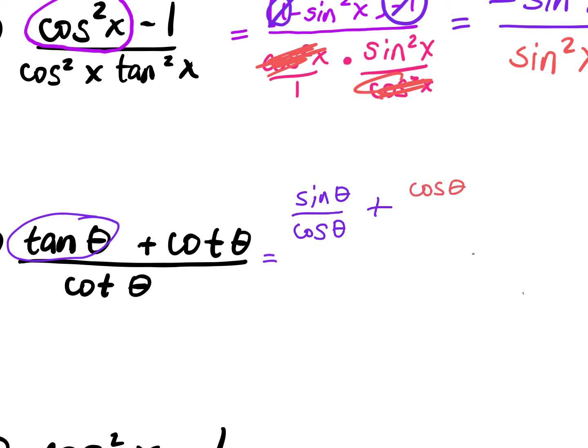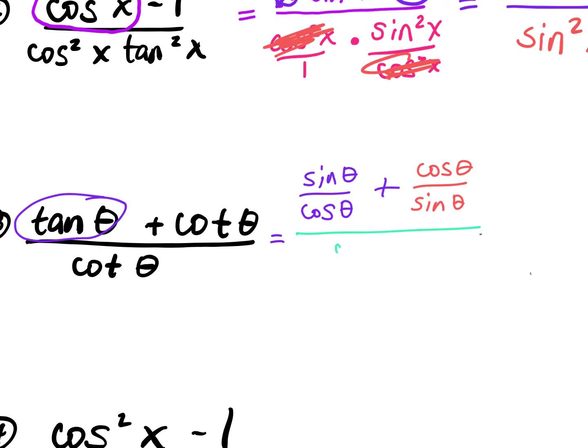Cosine over sine, right? Okay. And then on the bottom, what do we have? Cotangent is cosine over sine. Okay. Don't worry about doing anything with the denominator now. Let's simplify the numerator. Just focus on that.